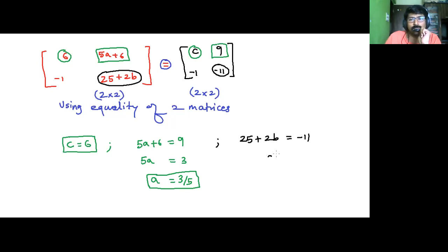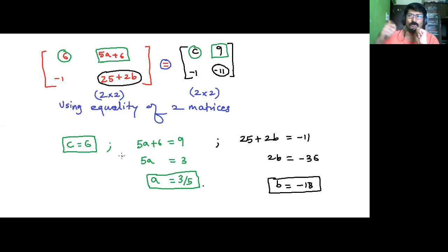And now that will become 2b is equal to, get this 25 on the other side, it will become minus 36. Isn't it? Minus 36. 25 and 11, if you add, it will become 36. So b is equal to minus 18. And that's all, guys. We were supposed to figure out the values of a, b, and c, which we worked out.